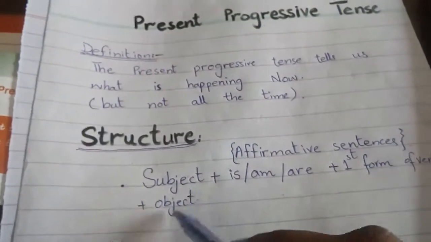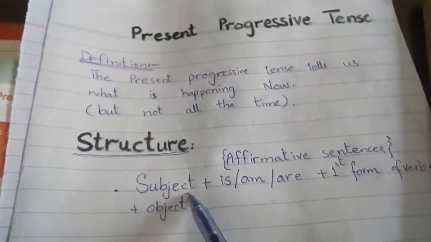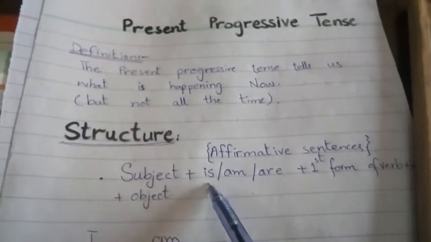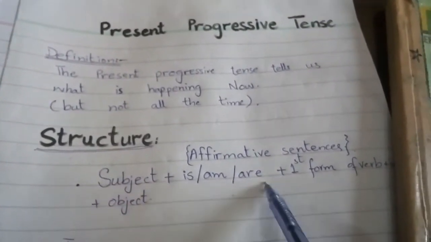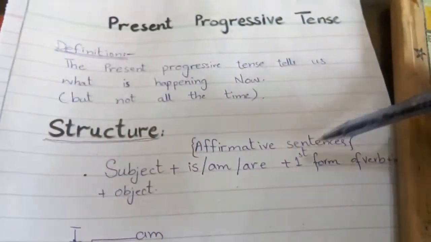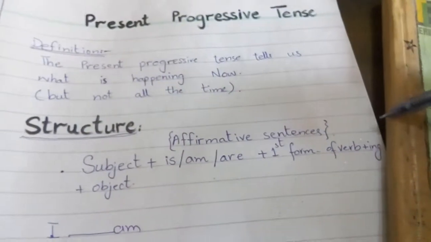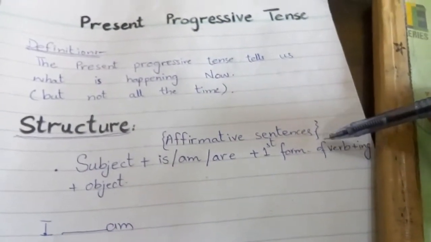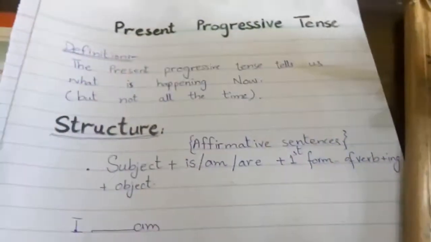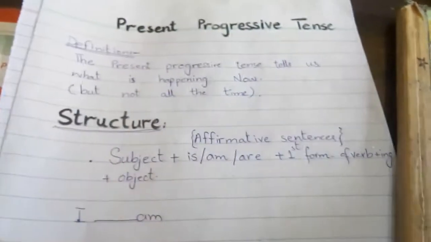Firstly, as you know, first of all we write the subject, the person who is doing the action. Then we use a helping verb: is, am, are. These are the helping verbs that we use in present progressive tense. Then we write the first form of the verb, and additionally we write the ing form with this. At the end we write the extra information, that is the object, on which thing that action is happening.